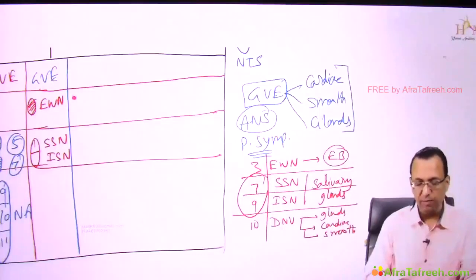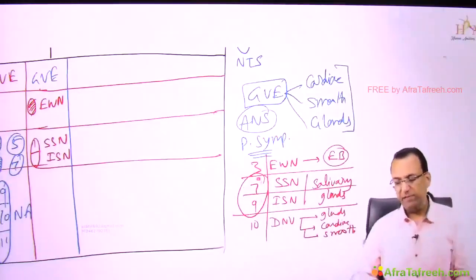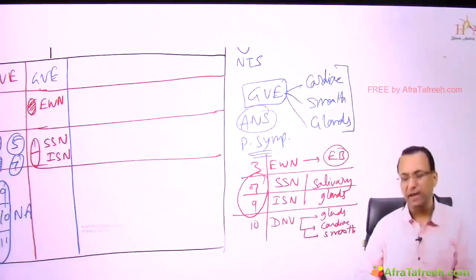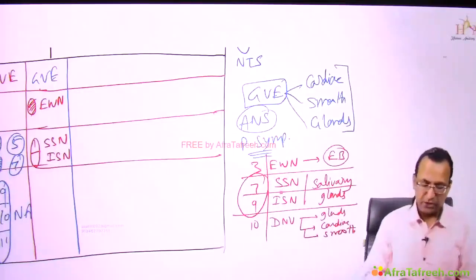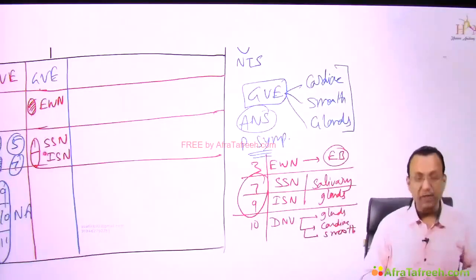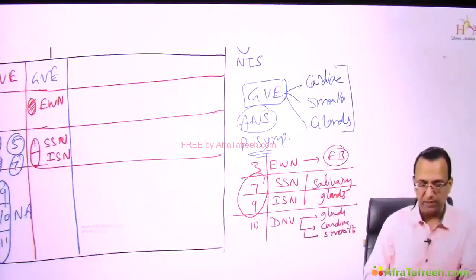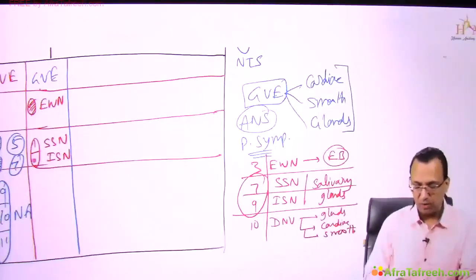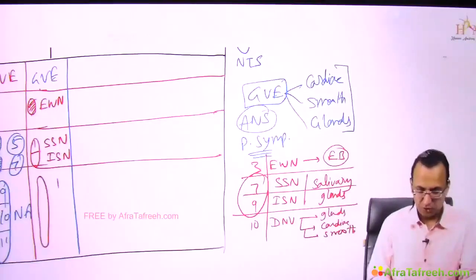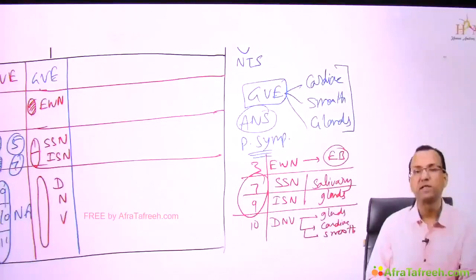Edinger-Westphal nucleus in the midbrain. And where is the superior salivatory, inferior salivatory nucleus to control the salivary gland, 7 and 9? It is actually in the lower pons. In the lower pons, you have the 7th nerve superior salivatory nucleus and the 9th nerve inferior salivatory nucleus. And what about the dorsal nucleus of vagus? It is here. Dorsal nucleus of vagus is a parasympathetic nucleus in the medulla.